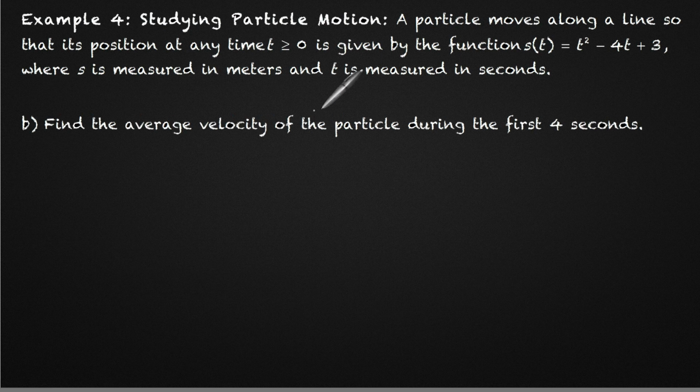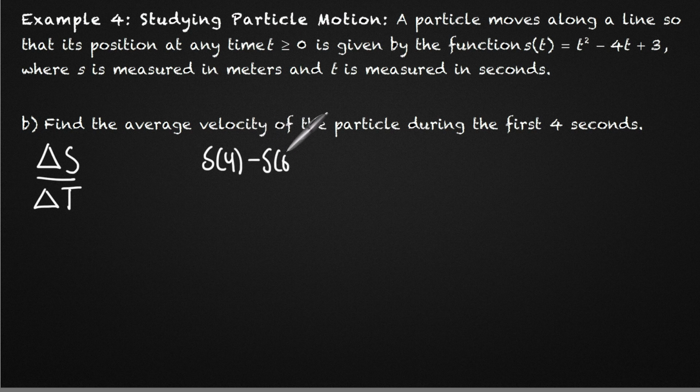All right, find the average velocity of the particle during the first 4 seconds. Average velocity. So that's going to be our total change in position divided by the total change in time. So during the first 4 seconds, that means we need S of 4 minus S of 0. Let's interpret that. The position of the particle at the ending time, 4 seconds, minus the position of the particle at the starting time will give us the change in its position, divided by the total change in time. Well, that's just 4 seconds.